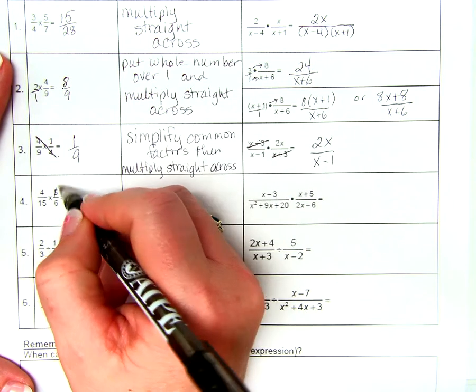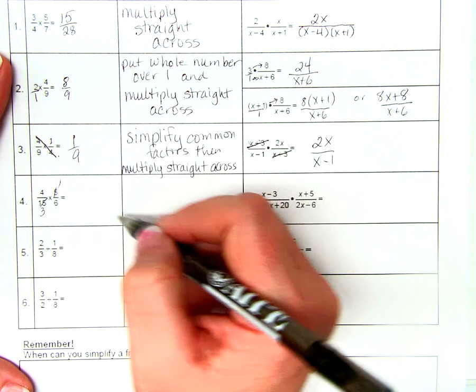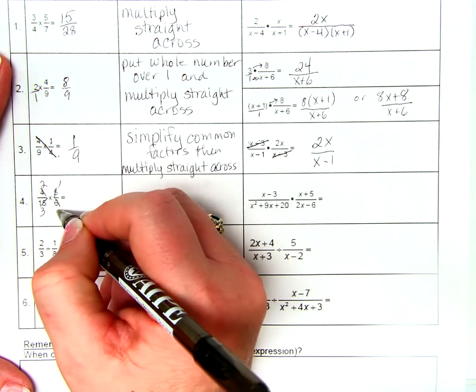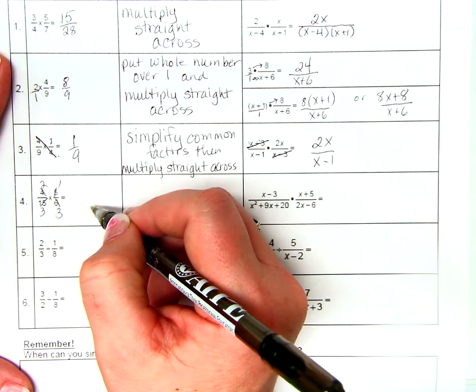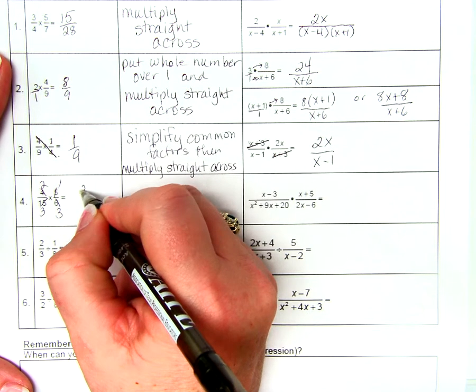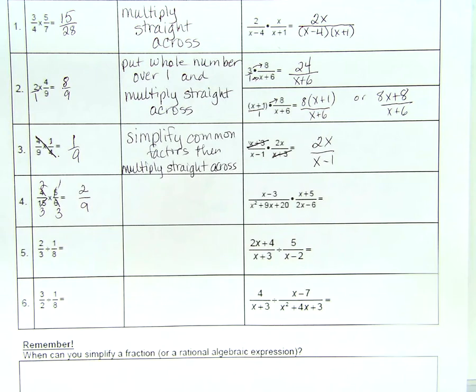So this is a 1 and this is a 3? Is that what you're telling me? And this is a 2 and this is a 3? And then multiply straight across. And so what do I get? 2 over 9. Yes, 3 times 3 is 9. Good.